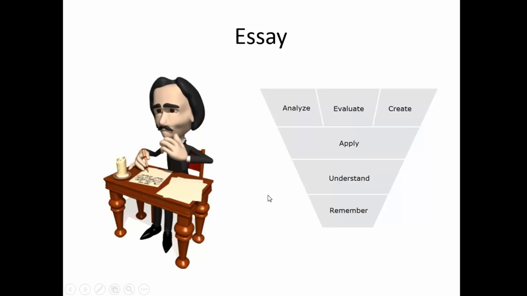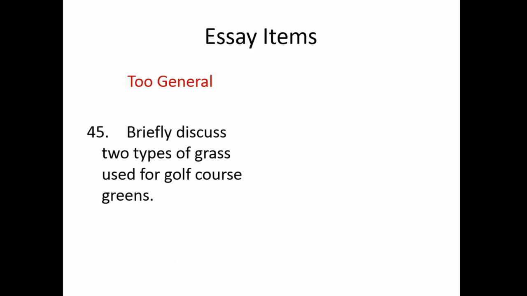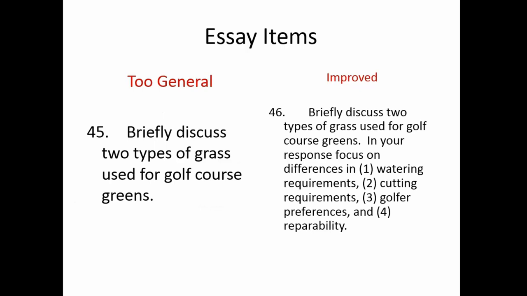Now, essay items. If you want to do essay items, this is where we can get at that higher level of learning. We can get at whether they really understand and can provide us with this. So here's an example: briefly discuss two types of grass used in golf course greens. And students will ramble on and on. But isn't this a better essay item? Briefly discuss two types of grass used for golf course greens. In your response, focus on differences in watering requirements, cutting requirements, golfer preferences, and repairability. You see how now we're getting to where they're going to tell us exactly what they know.